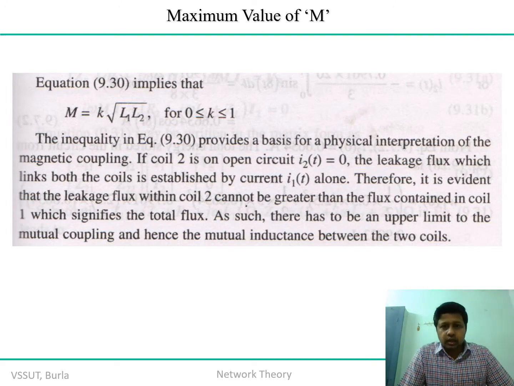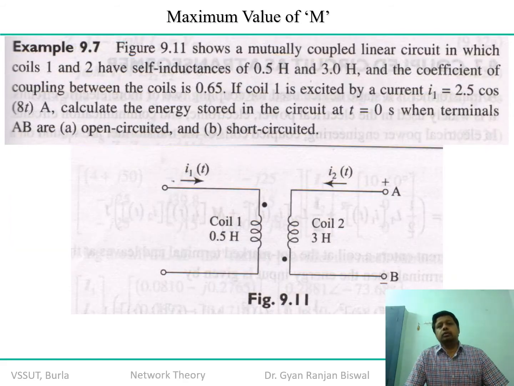That's how we are able to justify it, and it also shows that at any point of time, the amount of leakage flux due to the mutually induced flux can never be more than the self-induced flux in the coil. That means the flux flowing through coil 1, which influences the energy, half of L1 I1 square, cannot be less than the mutually induced flux. Okay, remember.